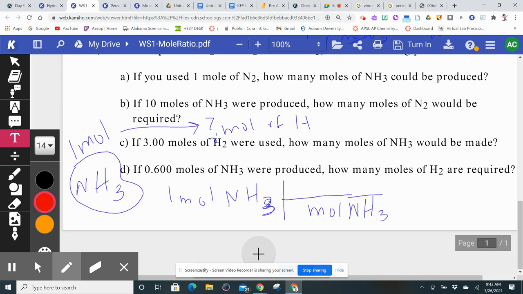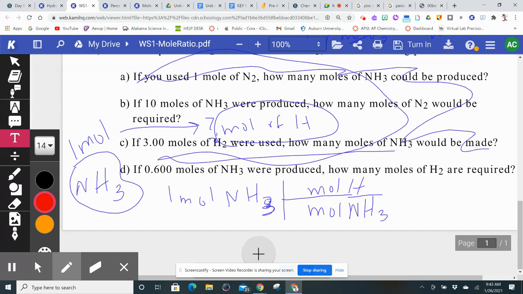Okay? What does my question ask for? Moles of hydrogen. My personal question, not the one that's up here. My personal question is moles of hydrogen. That's what I want to know. So that goes on top. We're not doing this right now. This is my own question. This will be the kind of question you will have on the test. If you have 1 mole of ammonia, how many moles of hydrogen would that be?